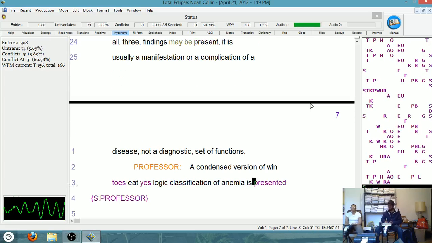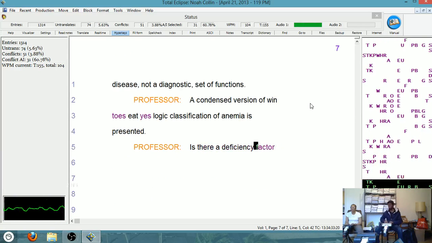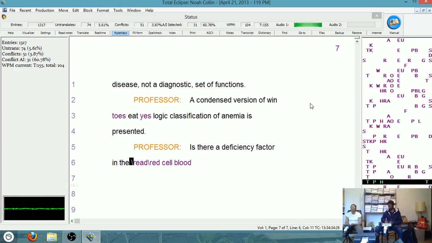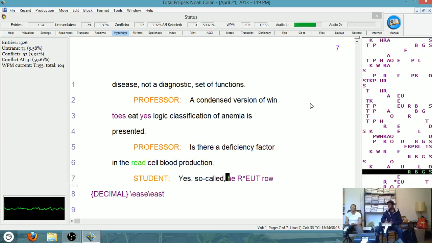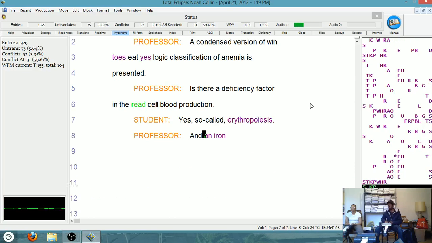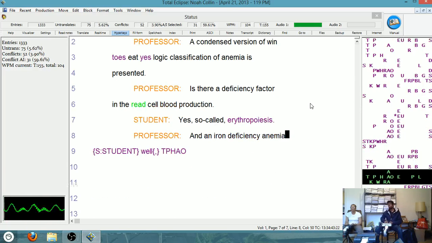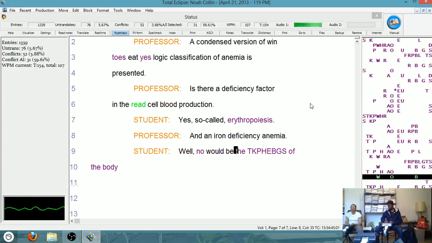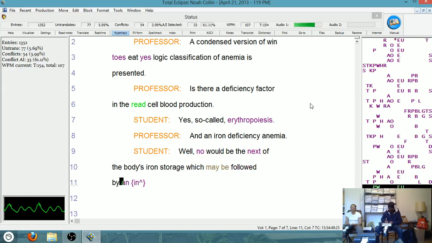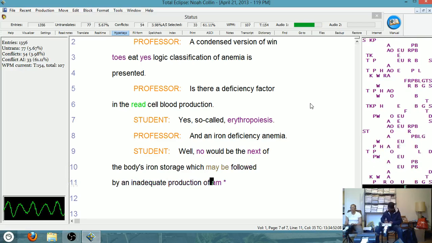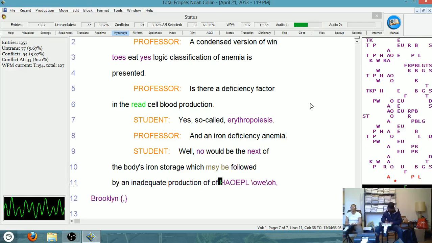Is there a deficiency factor in the red cell blood production? Yes, so-called erythropoiesis. And an iron deficiency anemia? Well, that would be the depletion of the body's iron storage, which may be followed by an inadequate production of hemoglobin and a reduction of the oxygen-carrying capacity of the blood.